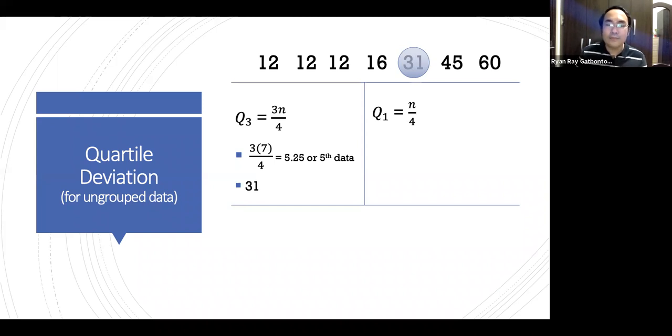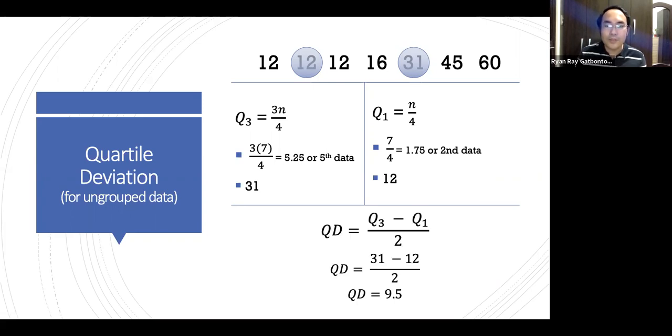On the other hand, we find the first quartile, which is n divided by 4. We substitute the data, 7 over 4, and we get 1.75, or the second data in the observation. In our data set, our second data is the number 12, which gives us 12 as the first quartile. We substitute the values that we have identified into our formula of quartile deviation. We get 31 minus 12 divided by 2, arriving at a quartile deviation of 9.5.